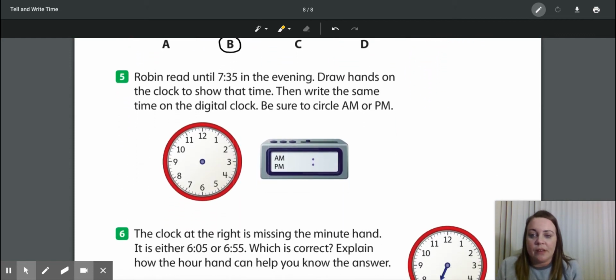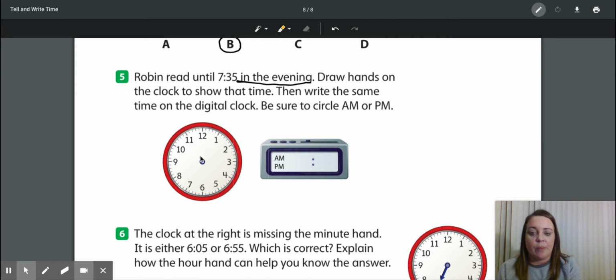Number 5. Robin read until 7:35 in the evening. Draw hands on the clock to show that time. Then write the same time on the digital clock. Be sure to circle AM or PM. This is super important. In the problem where it says in the evening, we know it's going to be PM. It's not morning, it's not AM.